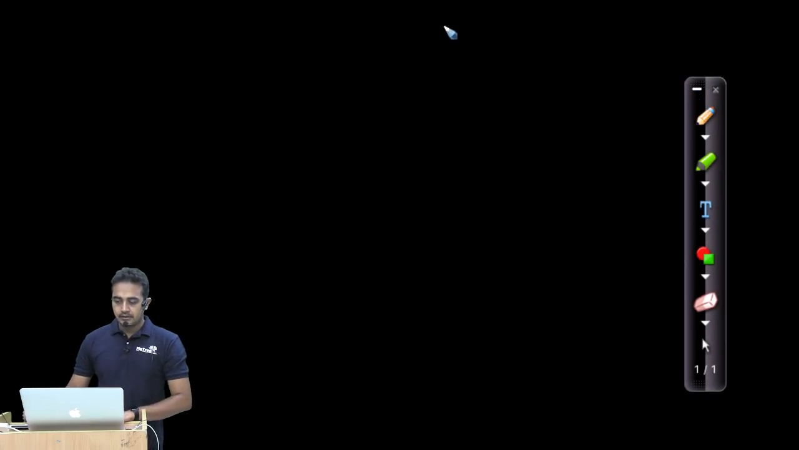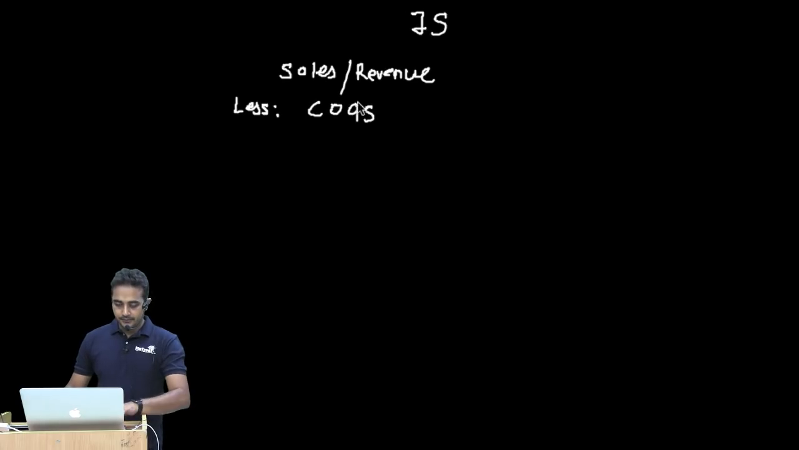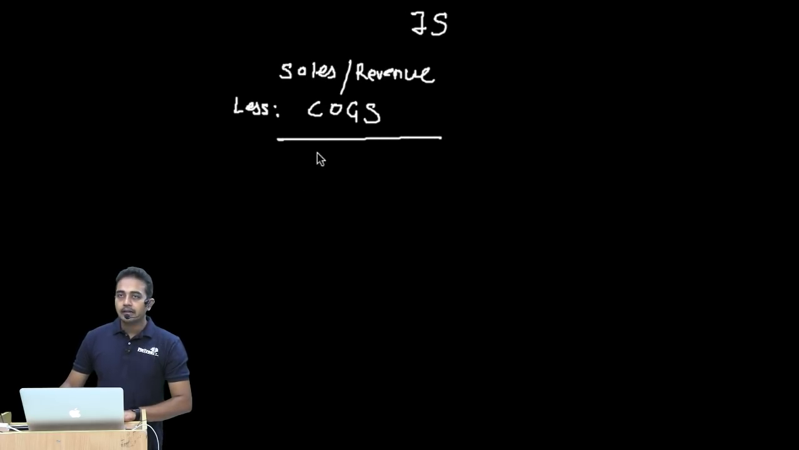So let's write down the format here. So starting point for any organization would be sales. At times we use an alternate word, revenue. So we will say sales less COGS, sales less COGS, and that would give us gross profit. Okay, so profit that you've generated from your manufacturing activity.